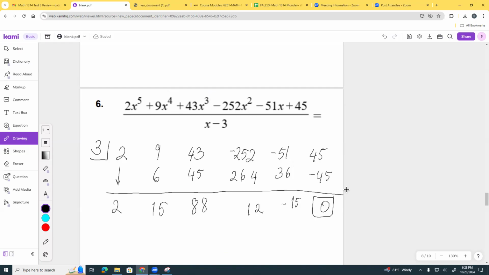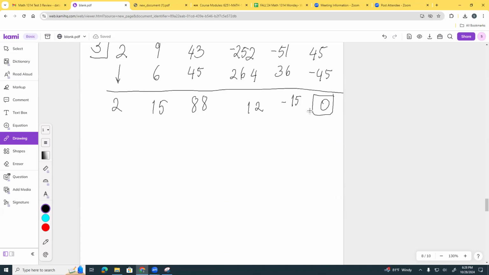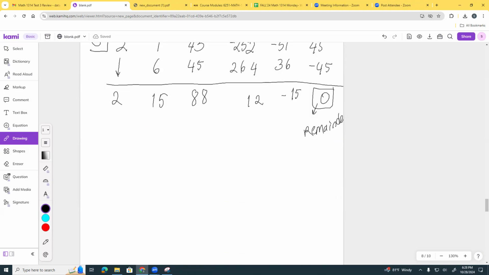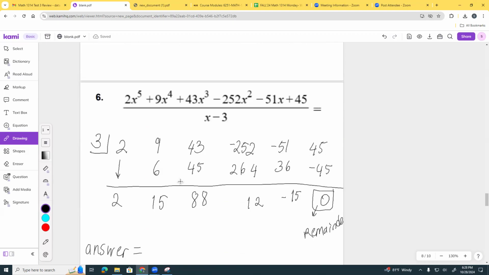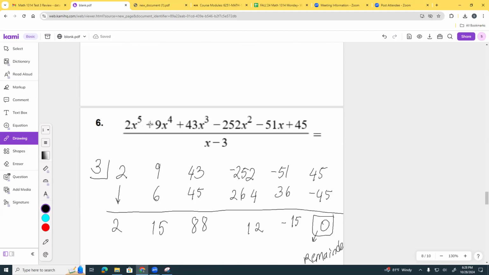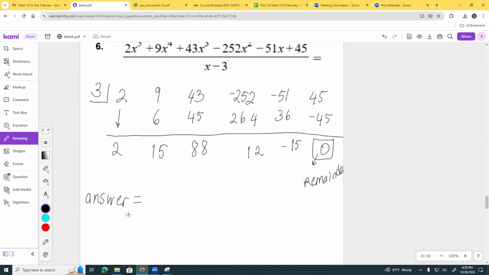This last number at the end is always what? My remainder. When the remainder is 0, we don't have to put it. So the answer we expect in this question is, if the question started with a 5th degree, my answer will start with a 4th degree. So can you guys help me to construct my answer?